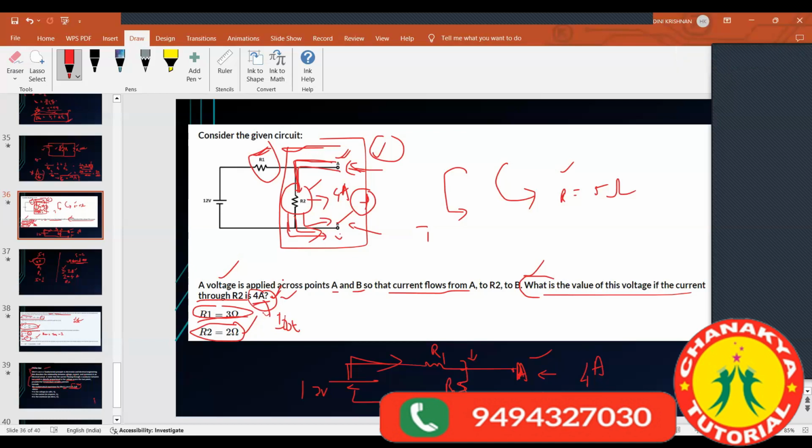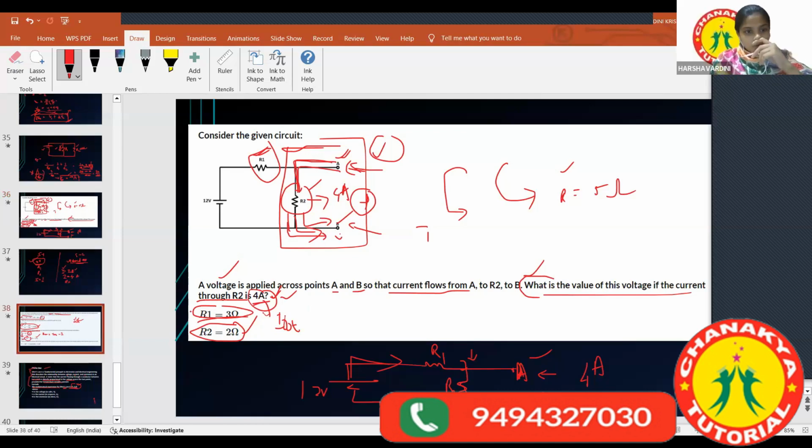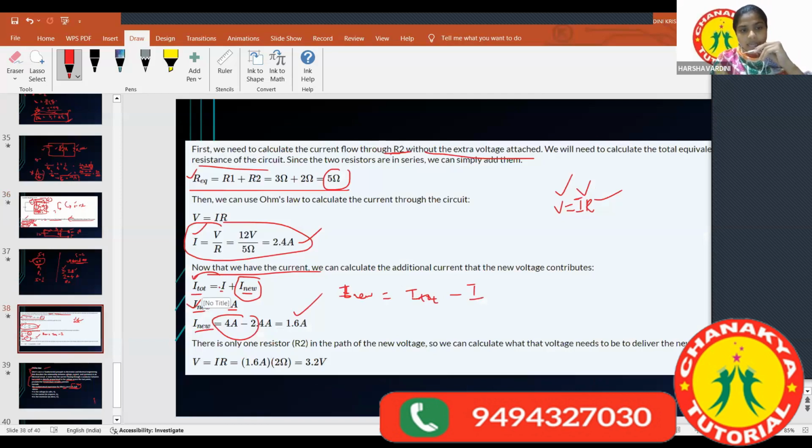So we found the current of the 12 volts, and now we need to find our voltage. Correct, exactly. So first, what we are doing is I total and I new. Before adding the external voltage through A and B, we found that some current is already flowing in the circuit, that is 2.4 ampere, no?